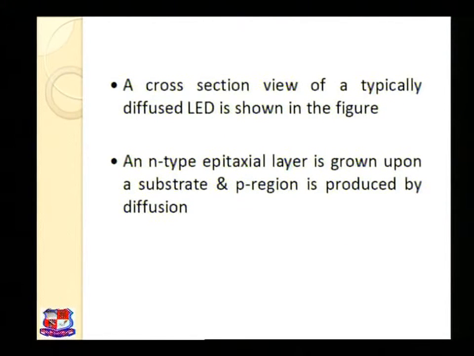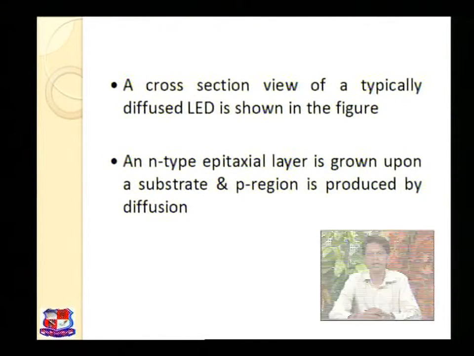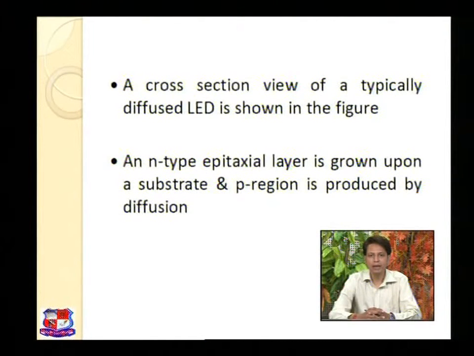Now let us go to it. A cross section view of a typical diffused LED is shown in the figure. In our next slide, we will observe the cross section view of LED, which is made up of a PN junction semiconductor. An N-type epitaxial layer is grown upon a substrate and the P region is produced by diffusion. Here, diffusion is a process to prepare a PN junction.